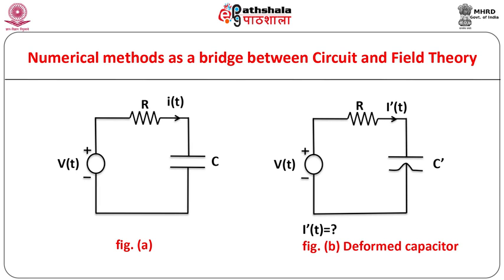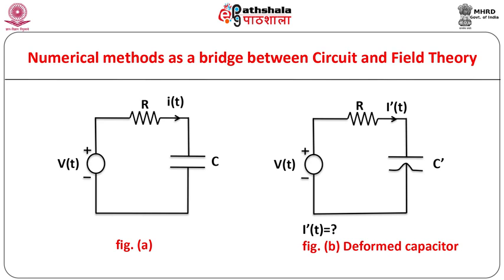See the two circuits as shown. Circuit in figure A contains a voltage source Vt, a resistor with resistance R, and parallel plate capacitor of capacitance C. The current as calculated using circuit theory is It. Now let us assume that in this circuit, due to some reason, one of the plates of the capacitor undergoes a slight deformation as shown. How to determine the current I dash t in the circuit?